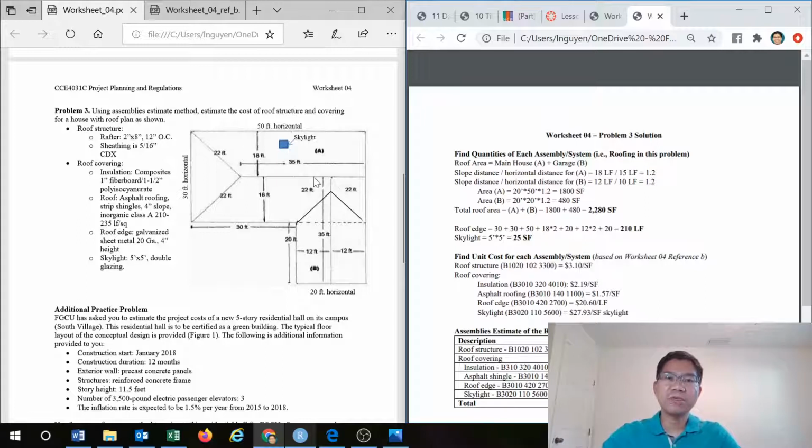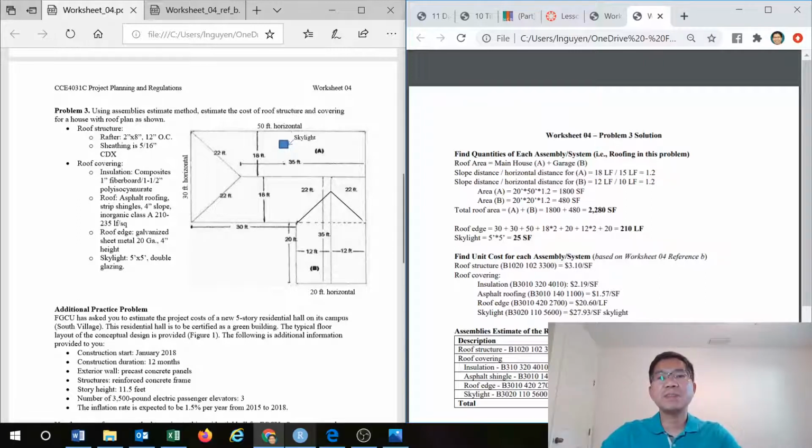Very important. For A, you can see the slope distance is 18, and the horizontal distance corresponding to that 18 is 30 divided by 2, so 15 feet horizontal, 15 feet vertical, slope 18 feet. So the slope ratio here is 1.2.